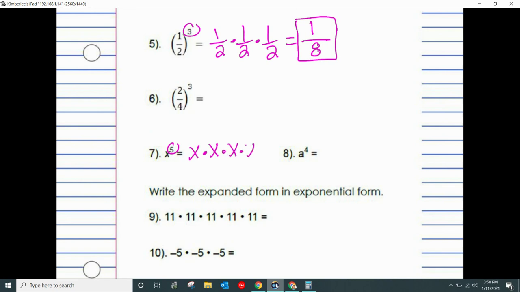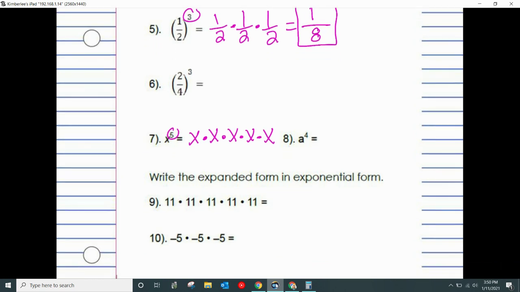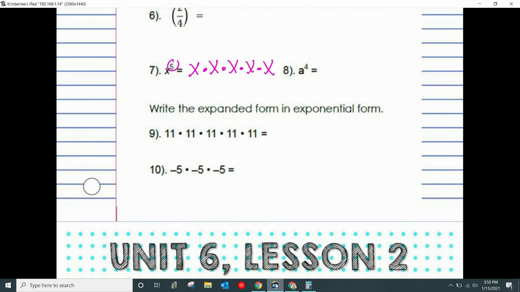Try to get them all. 1, 2, 3, 4, 5. I got 5 x's. Now, I don't know what x is, so I can't give you a final answer here. I've just expanded it. I took my power and I've expanded it. You can do the same thing with number 8, a's. That's a multiplied times itself 4 times. Expand that out.